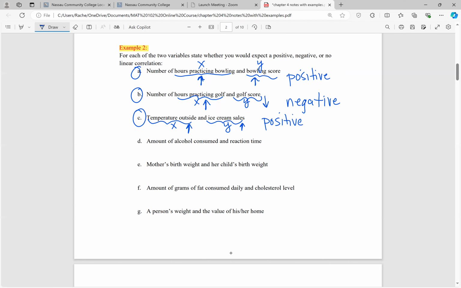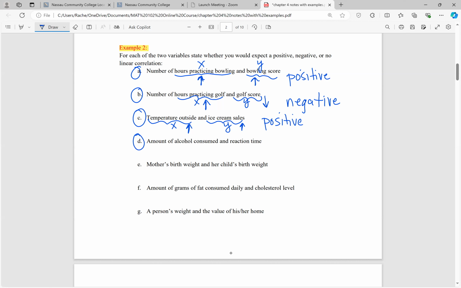Even though there's a positive relationship, the reason is that there's that underlying factor or variable, which is temperature outside. So I don't want you to necessarily interpret it as the change in one causes the change in the other. That's different than having a correlation. So I like to point that out. So let's look at D.